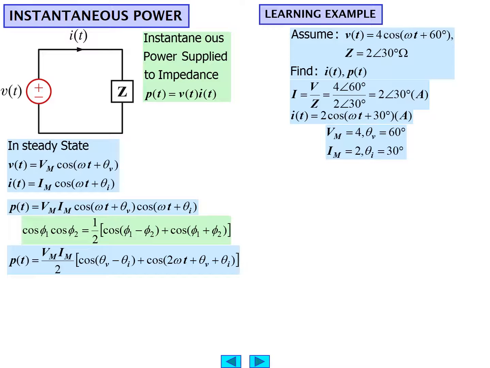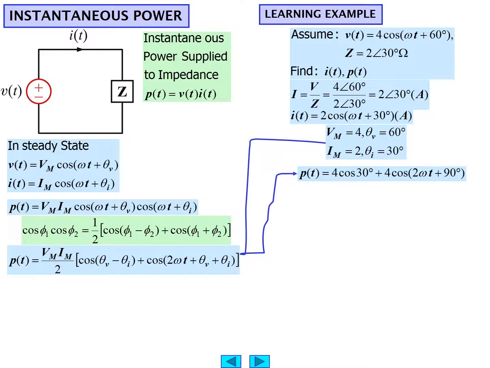V_m then is 4, theta_v is 60 degrees, I_m is 2, theta_i is 30 degrees. And therefore substitution into the formula for instantaneous power gives us 4 cosine 30 degrees plus 4 cosine(2 omega t plus 90 degrees). Notice that the first term, 4 cosine 30 degrees, is a constant, and the second term, 4 cosine(2 omega t plus 90 degrees), is a time-varying function.